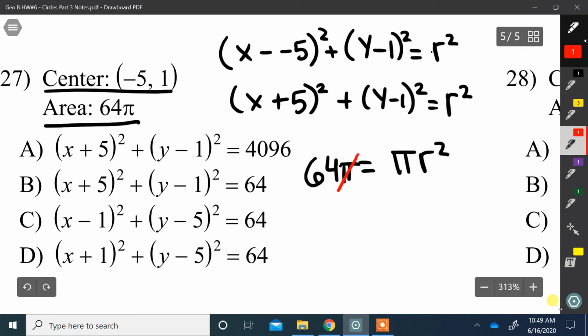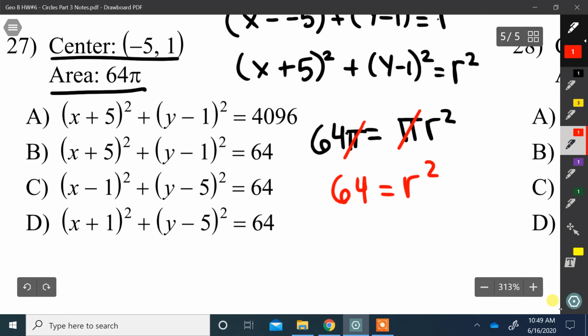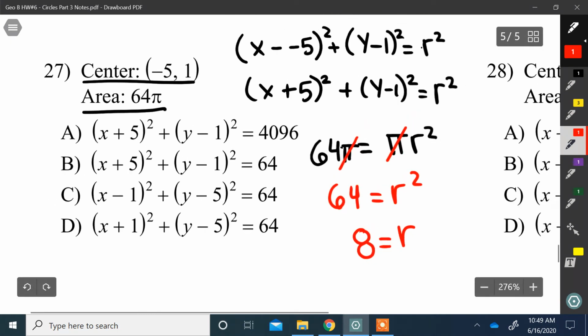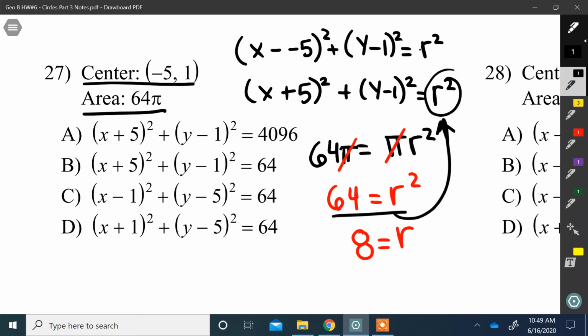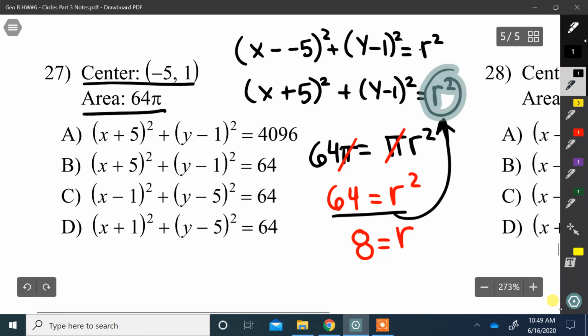So in this case, what happens is the pi's get canceled out and we get 64 is equal to r squared. That means when I take the square root of both sides, the r must be 8. Or you know what? The formula, it's already right there. R squared is given to you right there. So the radius is 8, but r squared is 64. So I'm going to replace that with 64 because that is what r squared is.